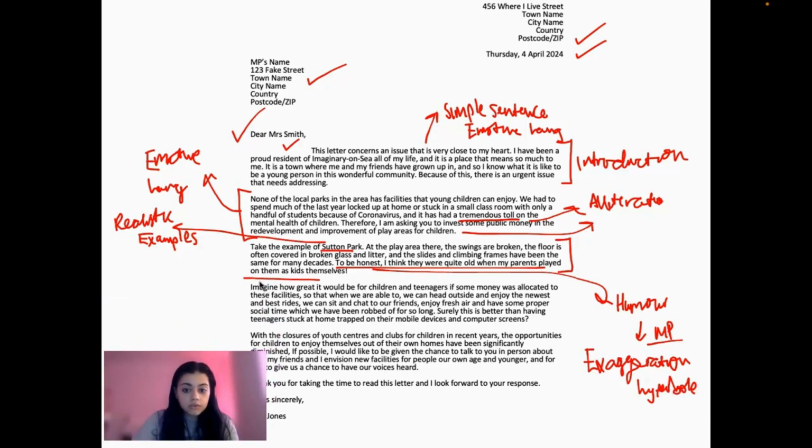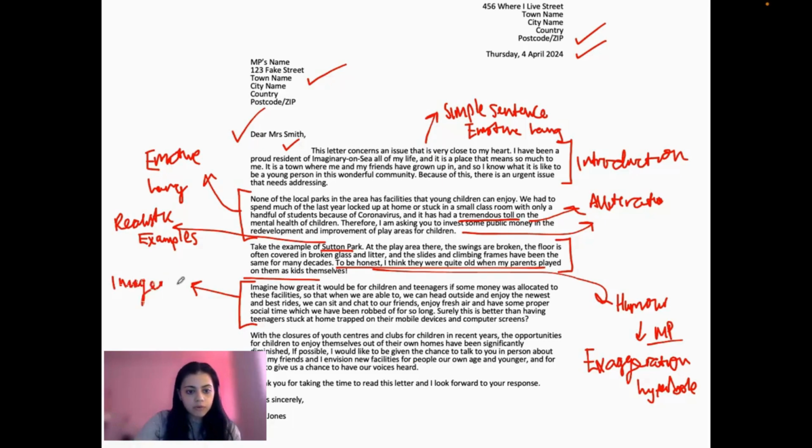Another thing that he uses is imagery. And it's almost like an anecdote. He says, imagine how great it would be for children and teenagers if some money was allocated to these facilities so that we can head outside, enjoy the newest and best rides, sit and chat with our friends, enjoy fresh air, and have some social time which has been robbed off us for so long. So there's that imagery and that anecdote there.